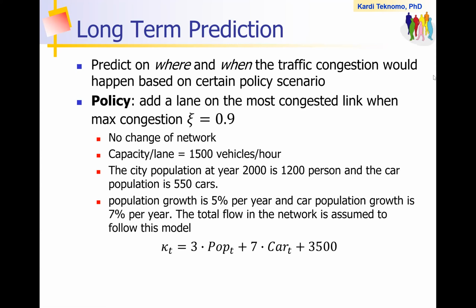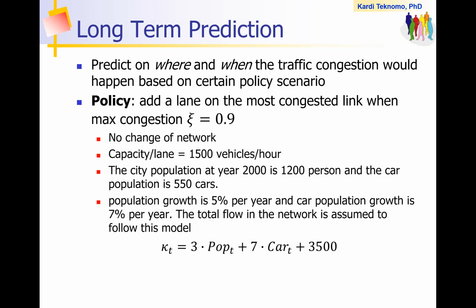So this is interesting. If your model is correct, then your prediction must be correct. If your model is incorrect, then you get the feedback at least, and you improve your model to make it better. Is that okay? So let's do this. The policy is simple. Instead of reducing, I will add a lane. I will add one lane in the most congested link when the maximum congestion is already exactly 0.9. This is the policy that we want to put.